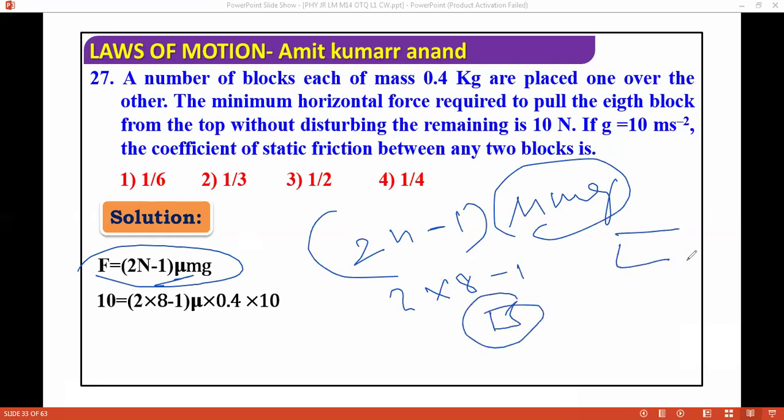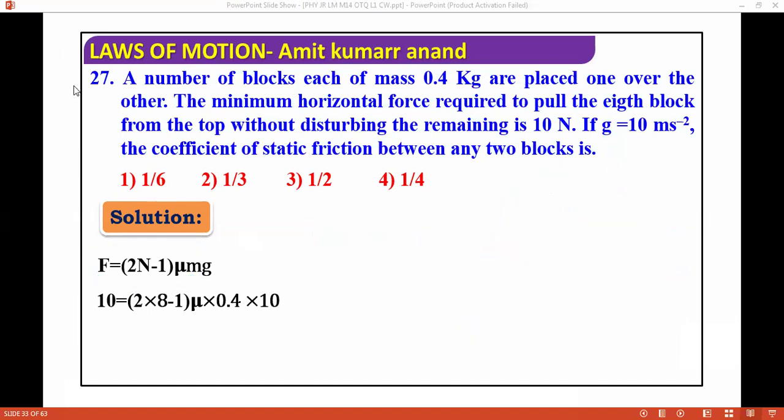Why? See, on the upper block, only one frictional force will come. But if you go to the lower block, 2 frictions will come into the picture. Each block will have 2 frictions. That's why we use (2n minus 1) mu mg. So this is again a good question. You solve it and you'll get mu as 1/6.